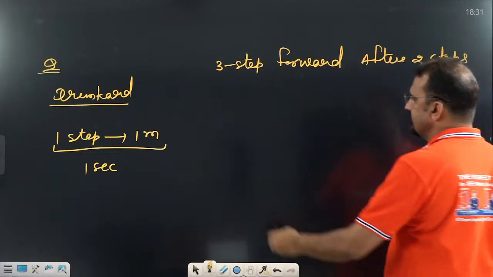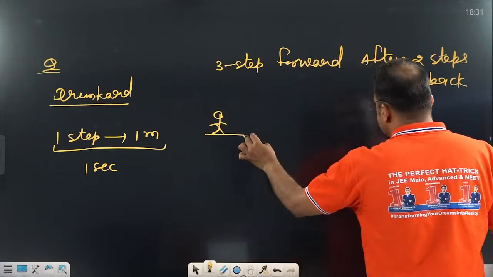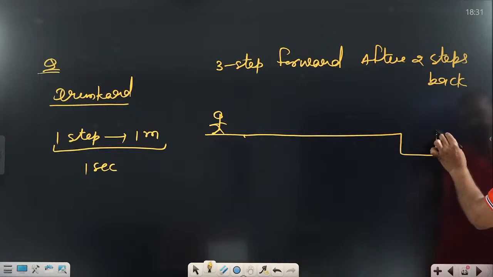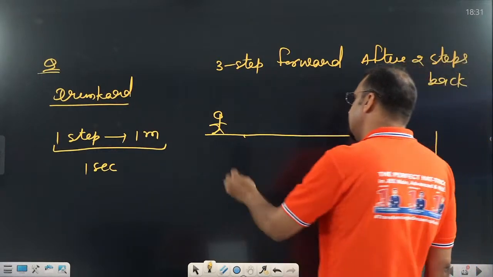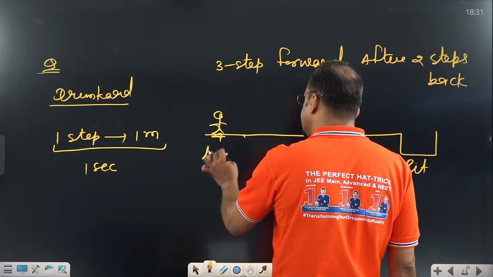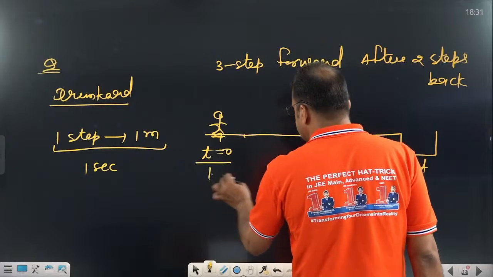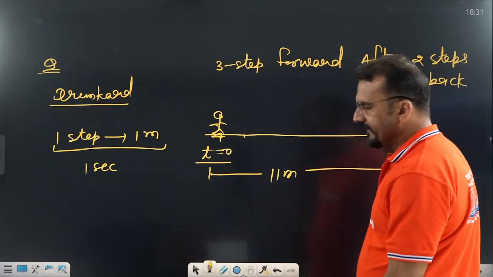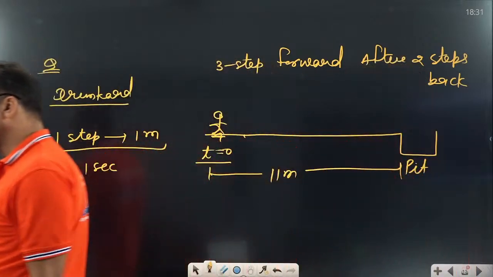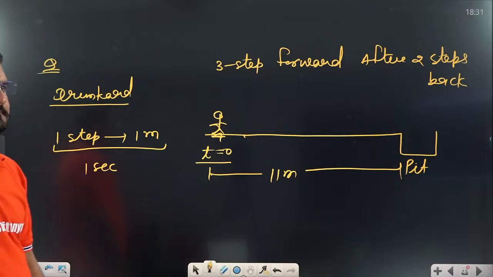The question is, let us assume this is the initial point of the drunkard, and at a distance of 11 meter there is a pit. Then after how much time from that starting point, meaning t equal to 0 when it started, and the distance given is 11 meter, will it fall in that pit? This is a logical question. What logic is in this question? Tell me and try to solve it.